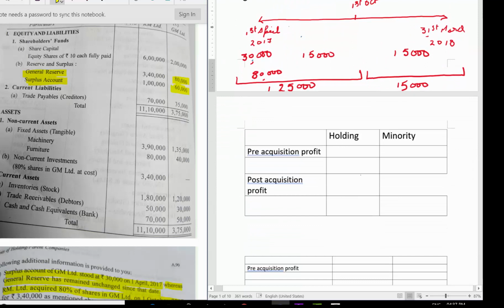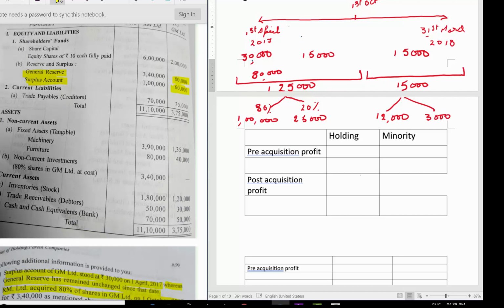Pre-acquisition profit is divided in the ratio of minority and holding, which comes as holding 1 lakh and minority 25,000. Post-acquisition profit of 15,000 is also divided into holding and minority, which comes as 12,000 and 3,000. The same would be recorded in the table we have found to be used later on.